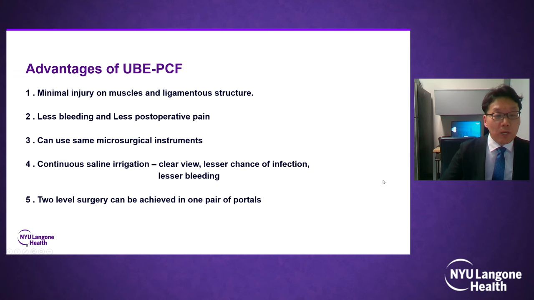There are some advantages of UBE-PCF. First, we have minimal injury to muscles and ligamentous structures, and less bleeding and less post-operative pain. It is important. When I was doing microscopic cervical foraminotomy, the patients always said, my arm pain, light aching pain is gone, but my neck is aching. They said this for a long time. But after I changed to endoscopic bipolar surgery, this has gone. They said the immediate neck pain, oh.